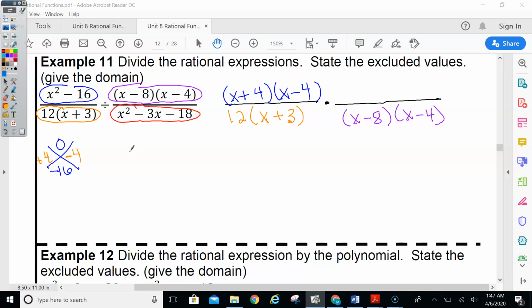So here I'm going to make an X for this one. -18 to get -3. -18, 1 and 18, 2 and 9, 3 and 6. With 3 being the bigger one being the negative. So 3 is positive. So the denominator here, which ends up being the numerator up here, is x plus 3.